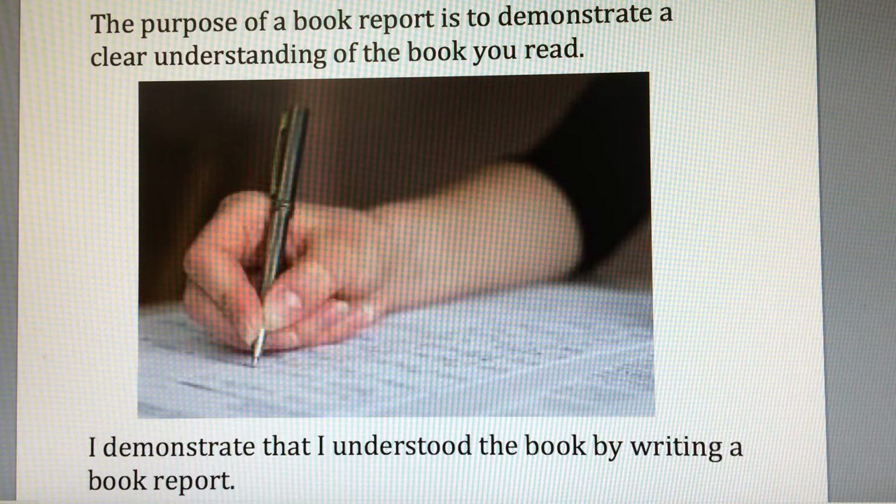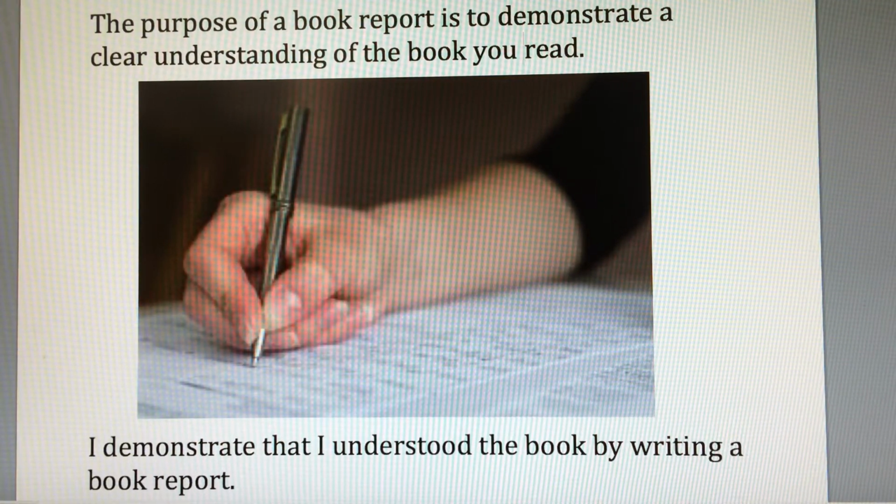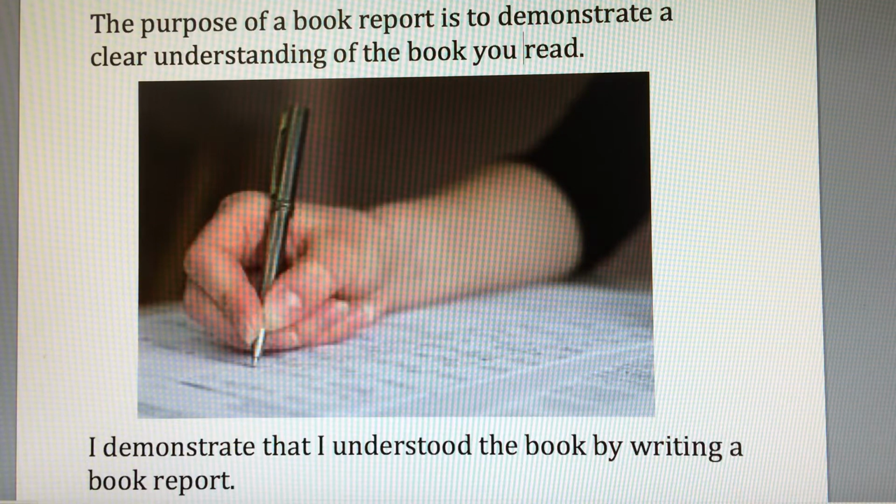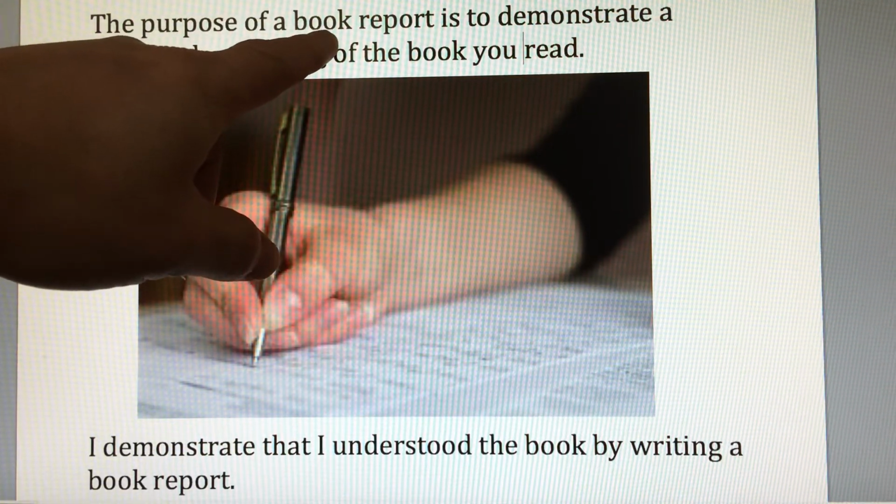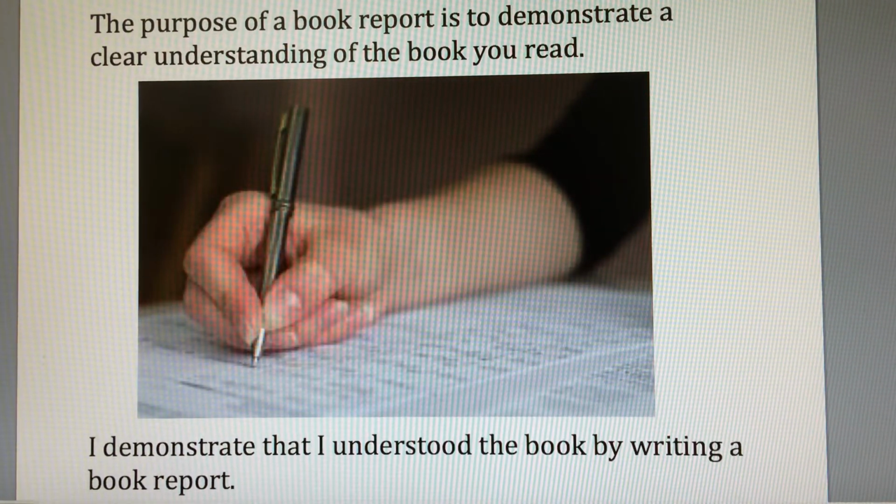You can also write it so that you are the subject. I demonstrate that I understood the book by writing a book report. Again, your evidence or your proof is the book report, and you're showing it clearly by using the verb demonstrate. So again, you can use the thing that is demonstrating as your subject, like the book report demonstrates my understanding, or you can put yourself in the subject and say, I demonstrate, and then explain what you demonstrate.